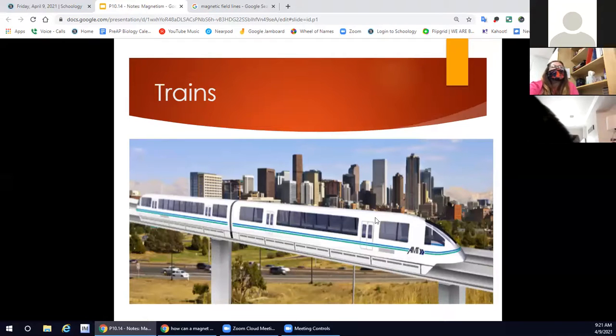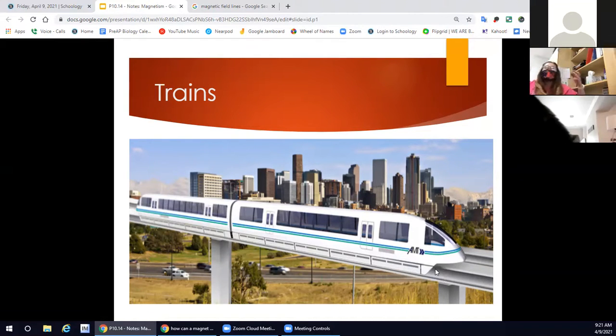And trains. Trains are starting to use magnets at the bottom. They're the same poles at the bottom of the train, so it causes it to hover. I'm not saying hover like a foot above, I'm saying like a centimeter. I heard a millimeter. Yeah, it's like a millimeter. It's so small, but think about it.